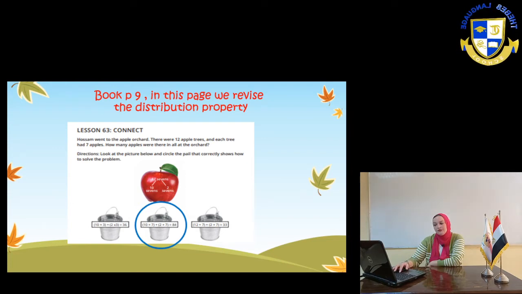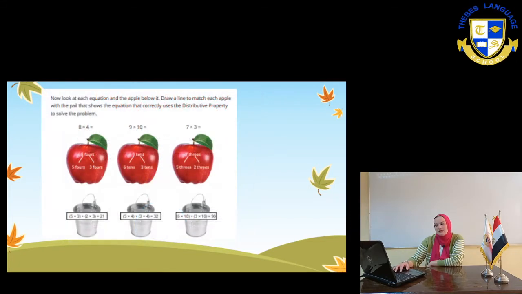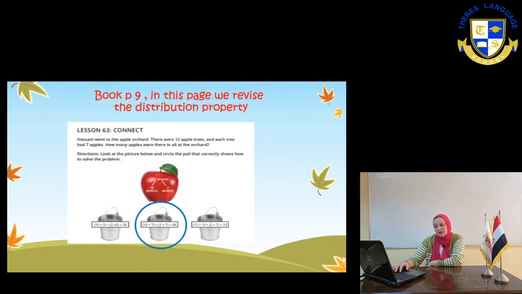Okay? After that we have 3 buckets. The first bucket has 10 times 3 plus 2 times 3 equals 36. The second is 10 times 7 plus 2 times 7 equals 84. And the third one is 12 plus 7 plus times 7 plus 2 times 7 equals 33.